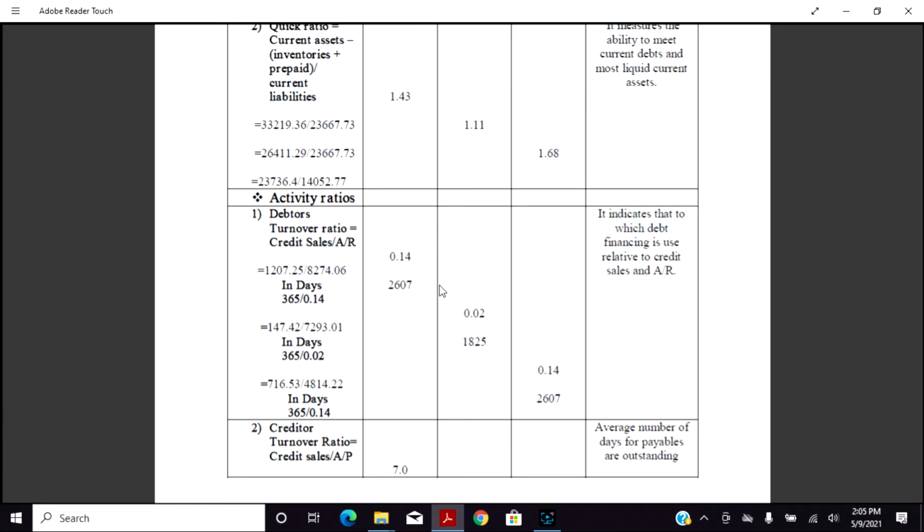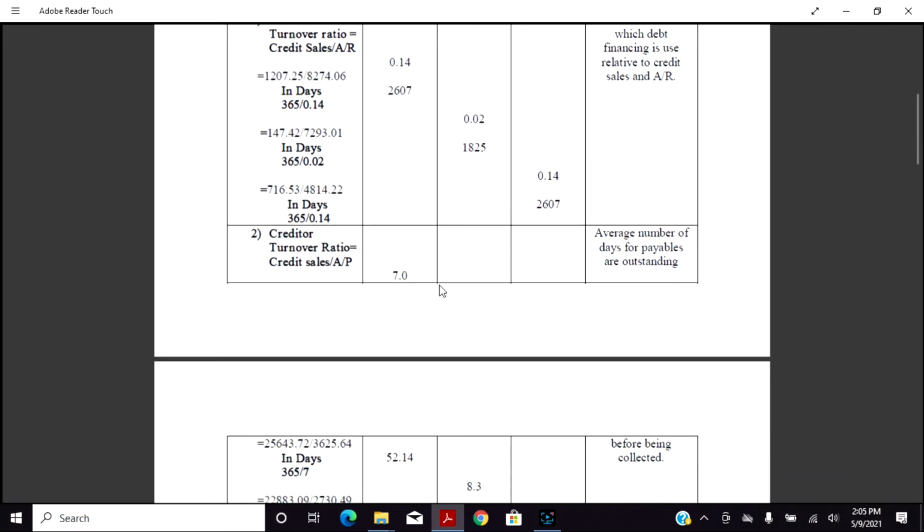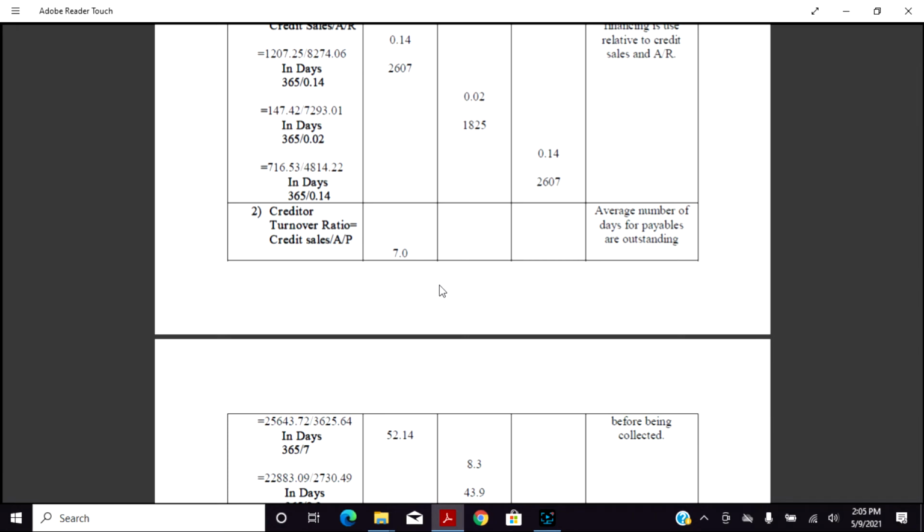Activity ratio contains different ratios. First of all, we will discuss debtors turnover ratio, and it is equal to credit sales over accounts receivables. It is used to indicate how much debt financing is used relative to credit sales and accounts receivables. Let's move to creditors turnover ratio, and it is equal to credit sales over accounts payable. It is used to measure the average number of days for which payables are outstanding.